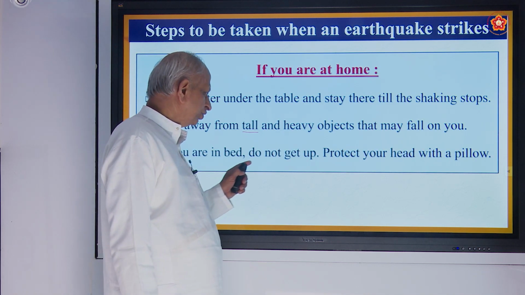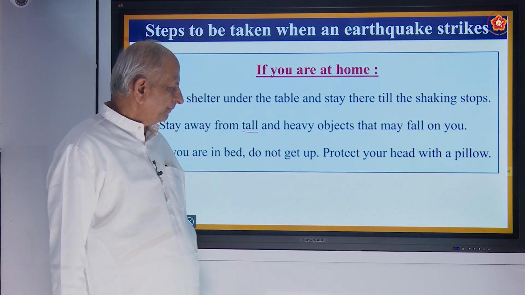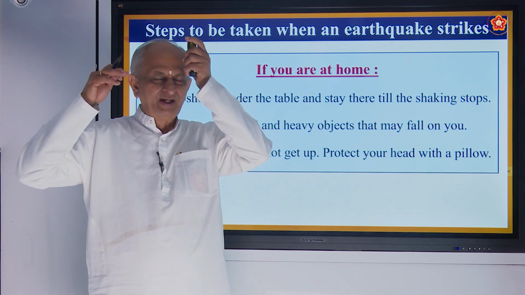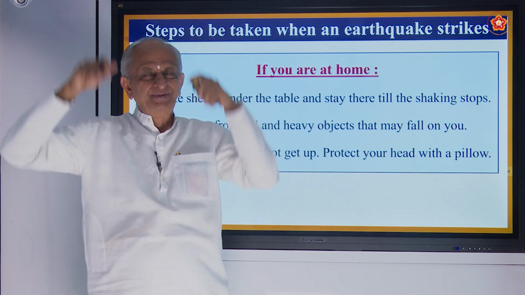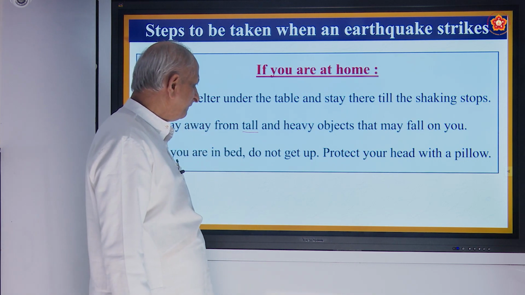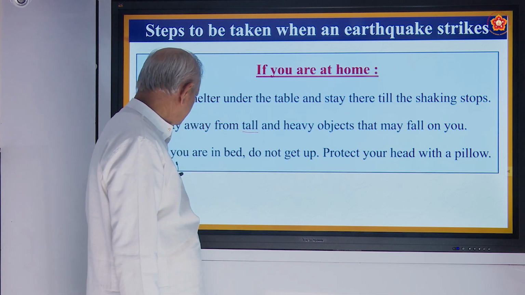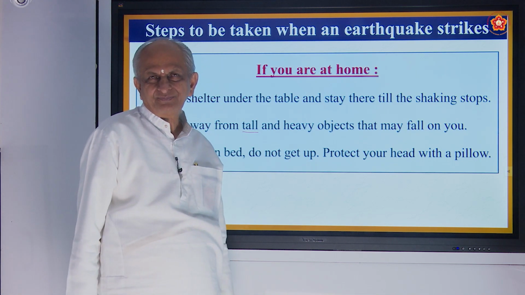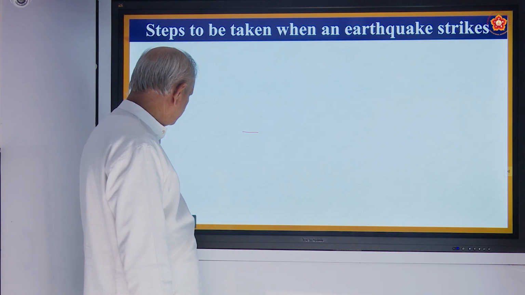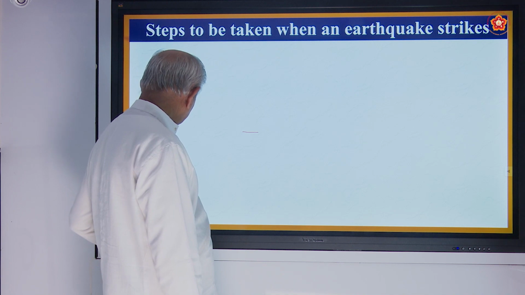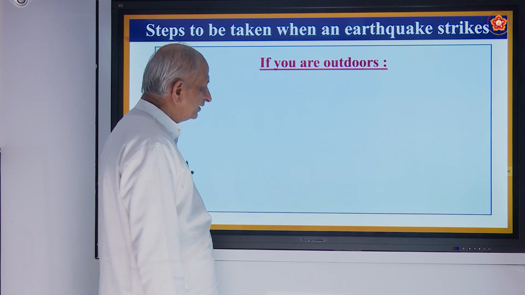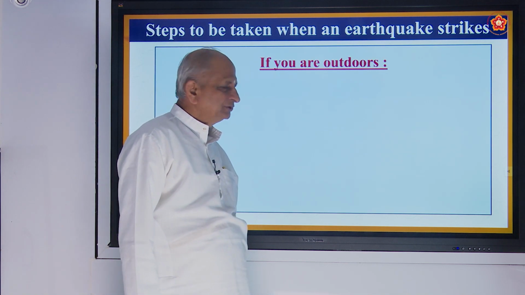If you are in a bed, do not get up. Protect your head with a pillow. Suppose you have a pillow on your head, even if something collapses, your head will not be disturbed. So you must have a pillow on your head. If you are in bed, you should not get up. If you get up and walk, the top may come and fall on you, the roof. So that is what you have to do inside your house.